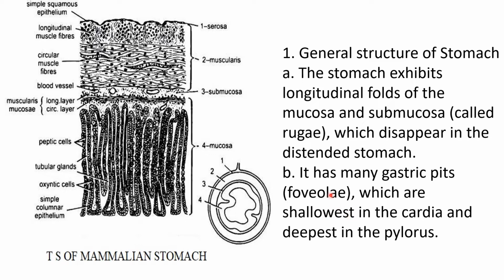The mucosa also has many gastric pits, which are shallowest in the cardia and deepest in the pylorus. That means the gastric pits are special structures about which we are going to study in the coming slides. These are shallowest in the cardiac stomach and deepest in the pyloric stomach.